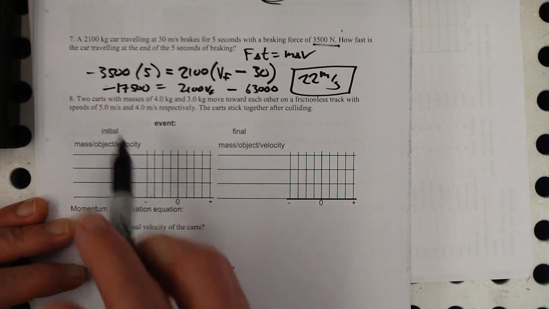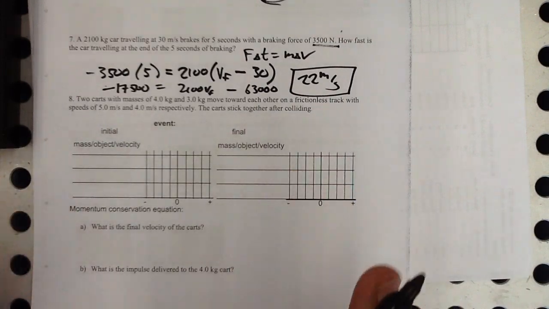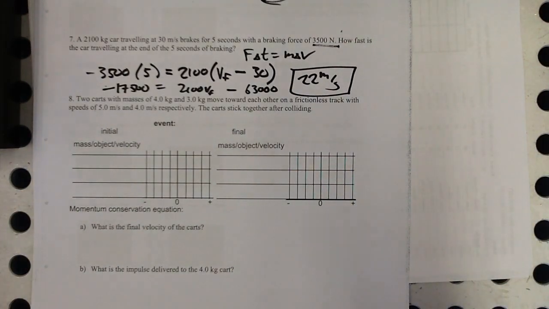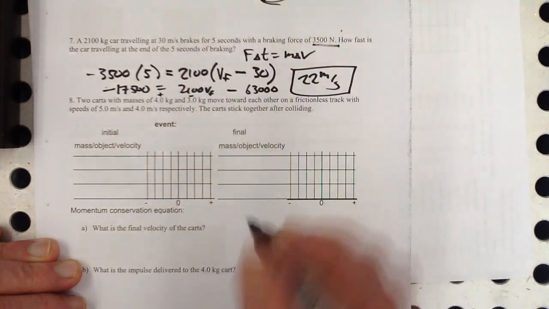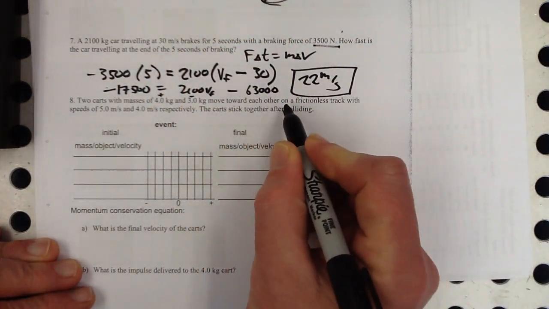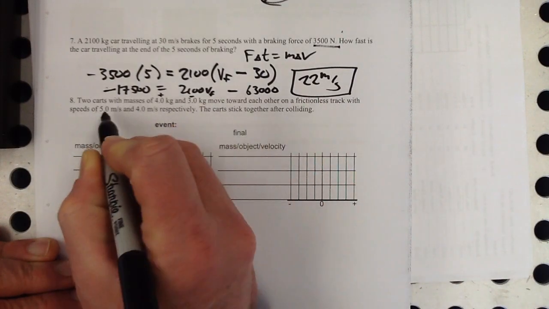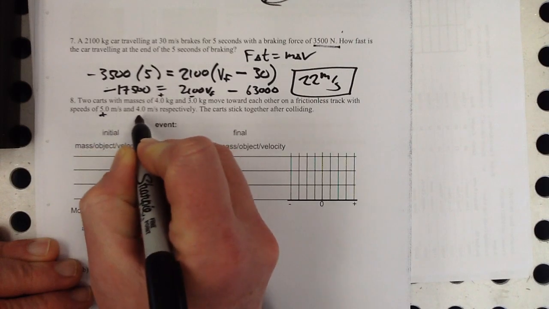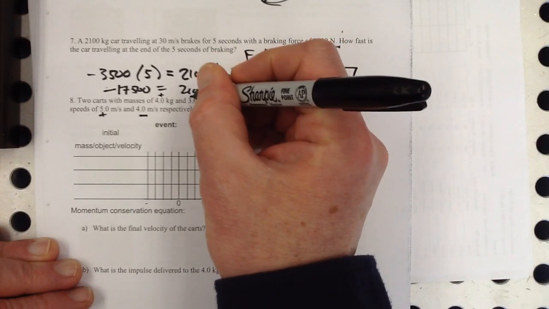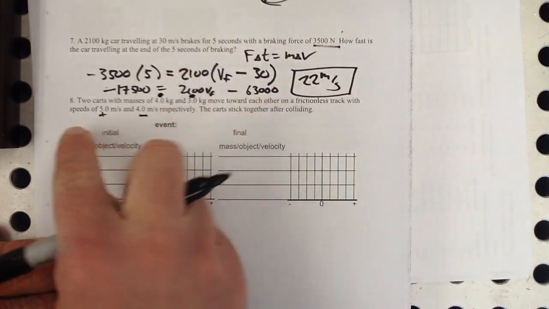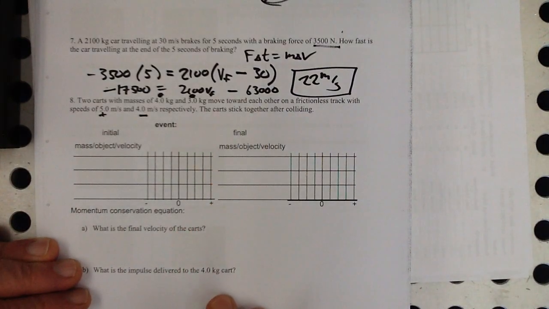Hopefully you catch your mistake. Two carts with masses of 4 kilograms and 3 kilograms move toward each other. Okay, one of them is going in the positive direction, one is negative. I'll call this one positive and this one negative. They move toward each other on a frictionless track with speeds of 5 and 4. So that's plus 5 and minus 4, right? They don't have negative masses, sorry. I should have put the positives and negatives with the velocities, not with the masses. The carts stick together after colliding.